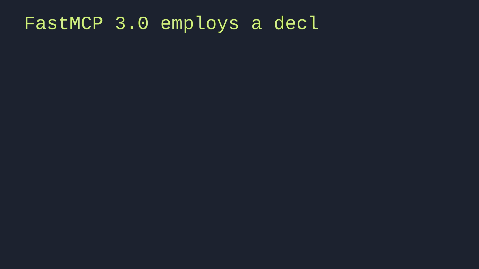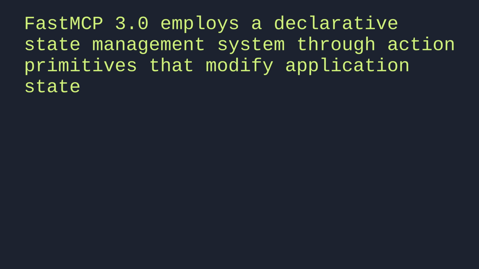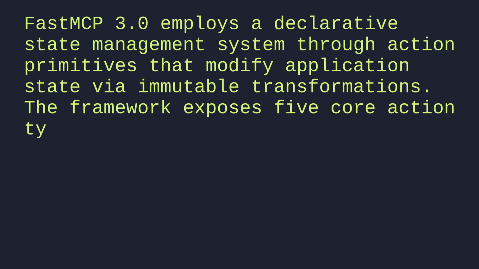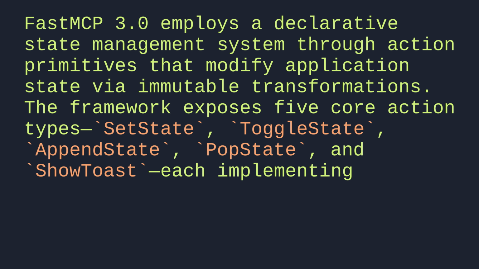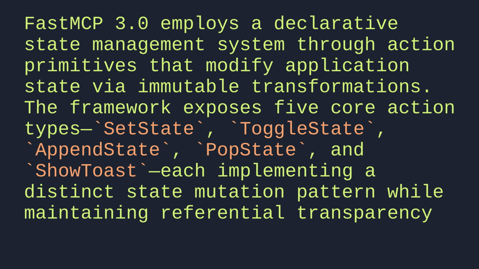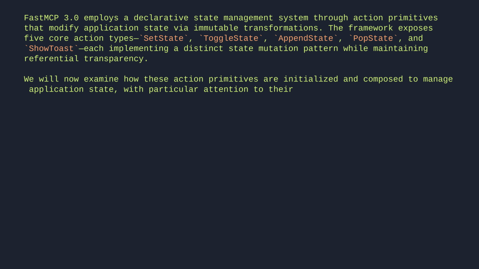FastMCP3 employs a declarative state management system through action primitives that modify application state via immutable transformations. The framework exposes 5 core action types: SetState, ToggleState, AppendState, PopState, and ShowToast, each implementing a distinct state mutation pattern while maintaining referential transparency. We will now examine how these action primitives are initialized and composed to manage application state, with particular attention to their parameter signatures and immediate execution semantics.